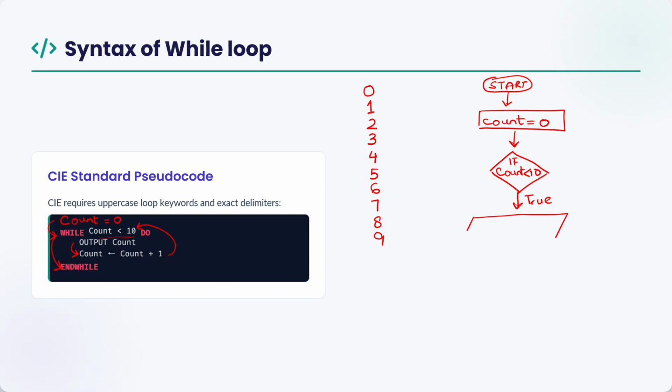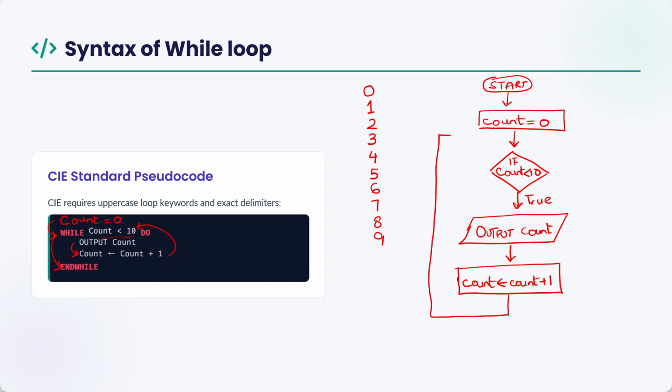So we are going to enclose it within the parallelogram. Output count, and after this we have to increment the value of count. So we are going to use it within the rectangle since this is the process that is to be done. Count is count plus 1, and after incrementing it will again test the condition. So from here we are going to take it back to this arrow where it is going to test it.